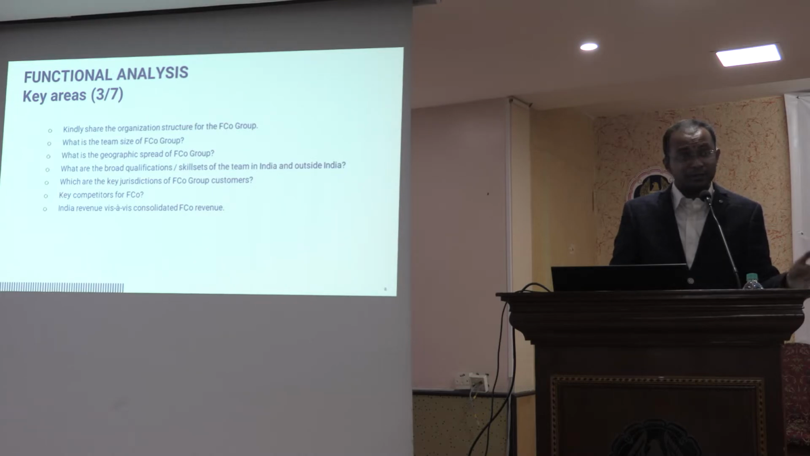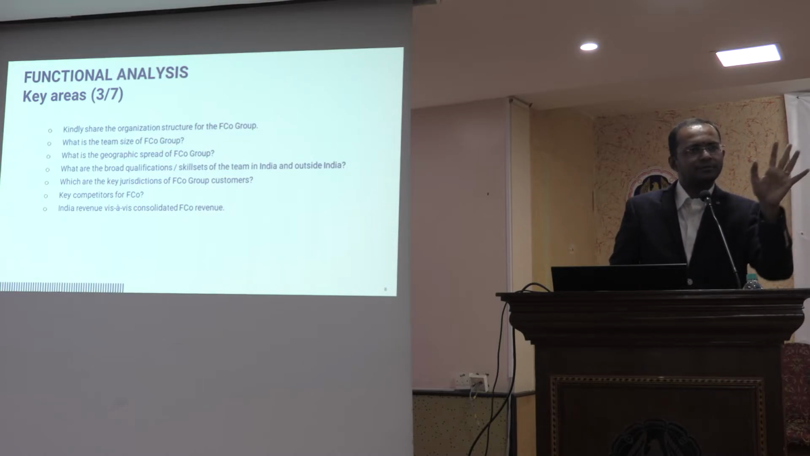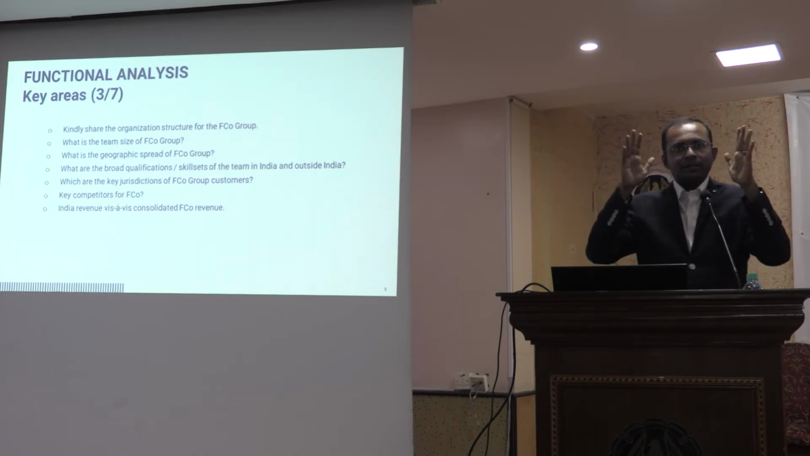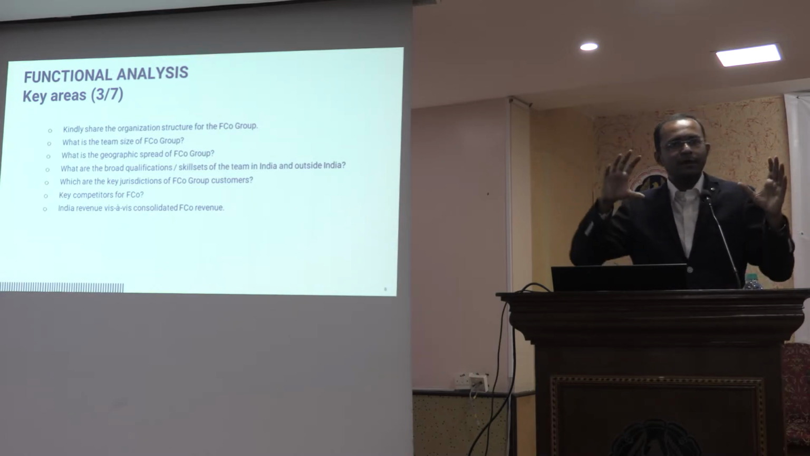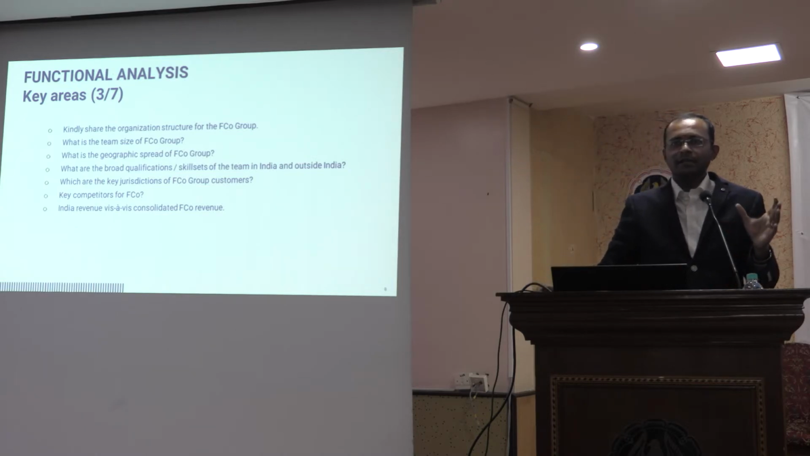Right? So the questions we should ask are: kindly share the organization structure of the group, FCO group or INCO group, whichever group. Please ask for this also, because they will give one diagram, and we have to understand how the diagram looks. Is it weighted towards the foreign entities' side, or towards the Indian entities' side?